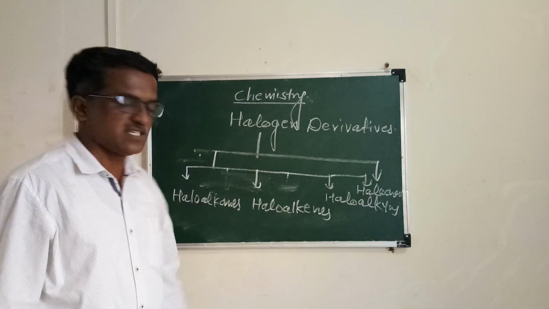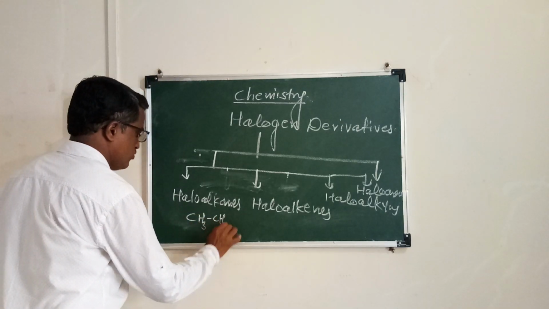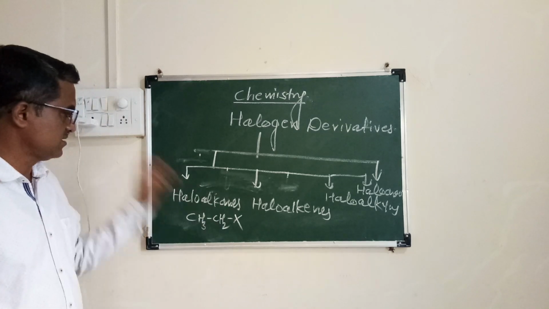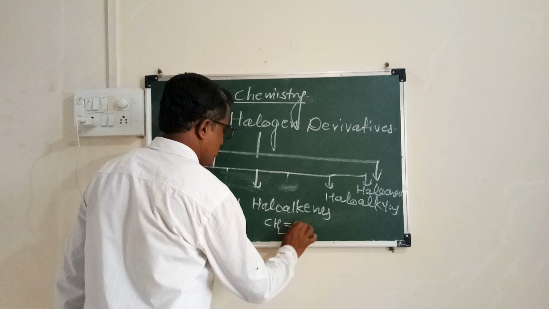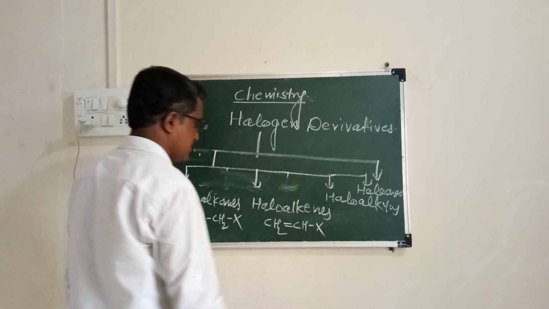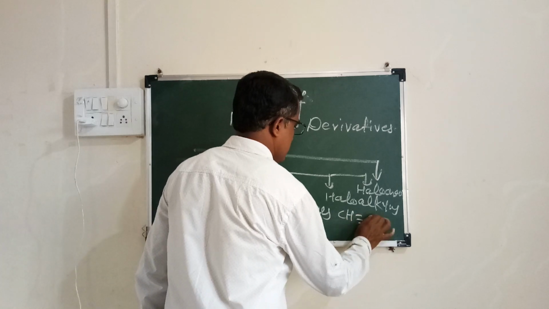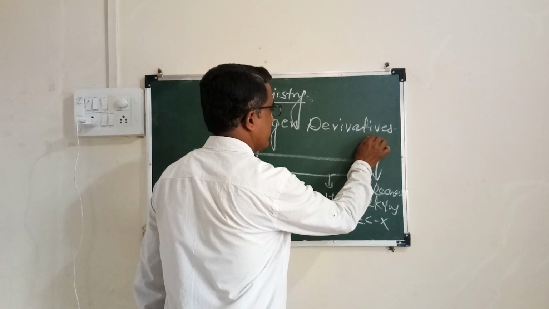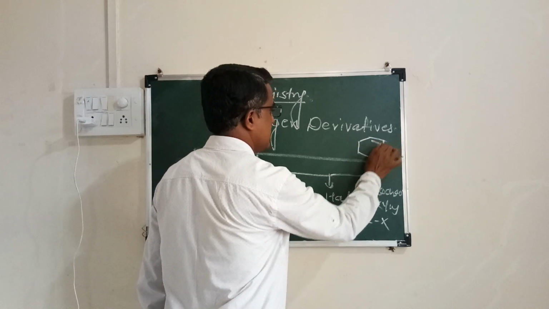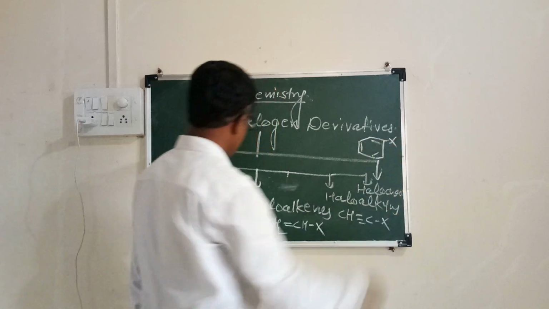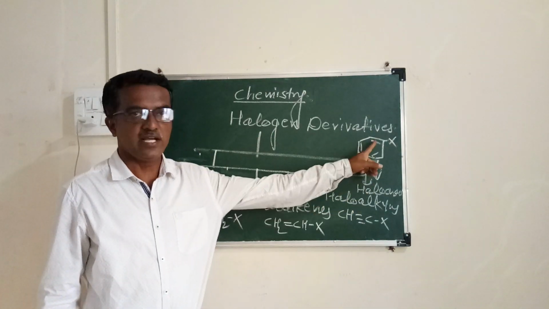Now the example of haloalkanes is CH3-CH2X. Haloalkenes, the example is CH2=CHX. The example of haloalkynes is CH≡CX, and the example of haloarenes is the benzene ring in which the halogen atom is directly attached. These are the haloalkanes, haloalkenes, haloalkynes, and haloarenes.